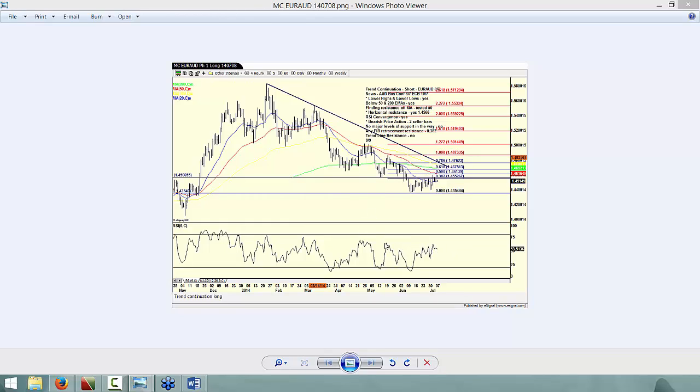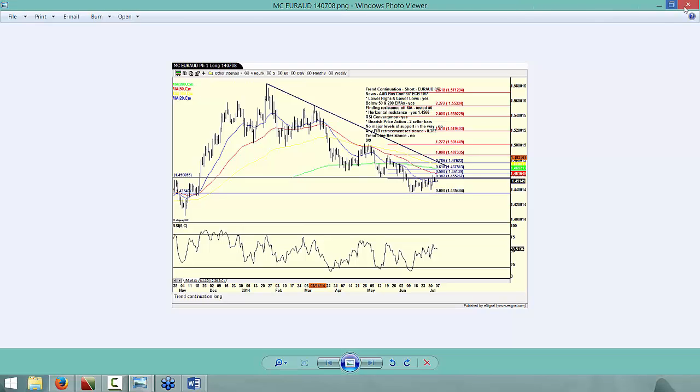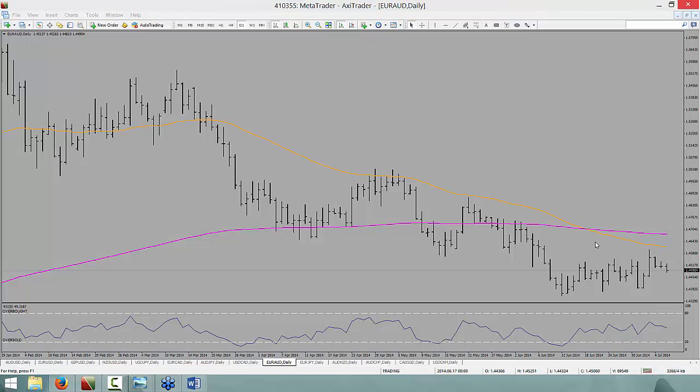Momentum's in a fair position. Obviously, the business conference gave a bit of a boost to the Aussie this morning, and you should be in that and looking good. That's this one here, Euro Aussie. Yep. Okay.